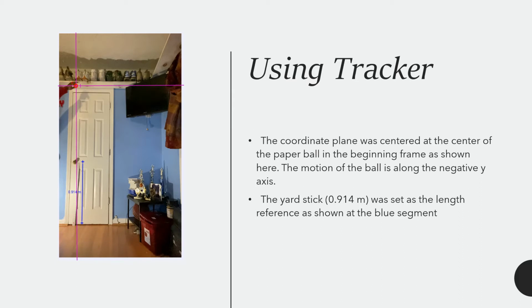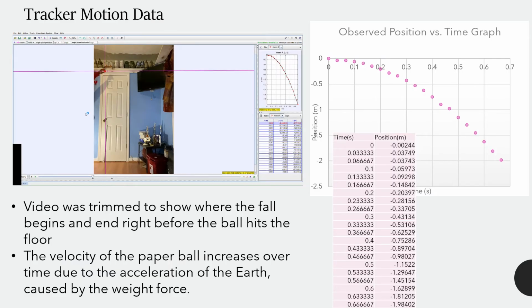I then used the yardstick as a length of reference, as shown by the blue segment. The video on the top shows the motion of the ball as it dropped from my hand. I can see throughout the video that the gaps between each time increment increase, showing that the velocity is increasing due to acceleration. The video was trimmed to show where the fall begins and ends right before the ball hits the ground. And as you see in the curve on the right, because it is not in a straight line, the net force is not zero, and the velocity is not constant.